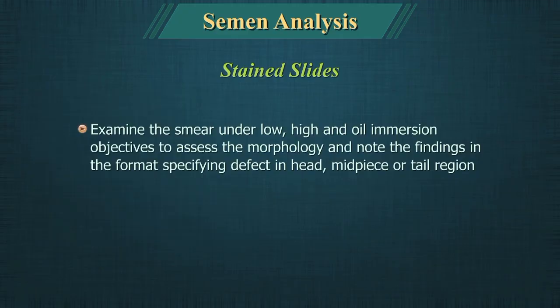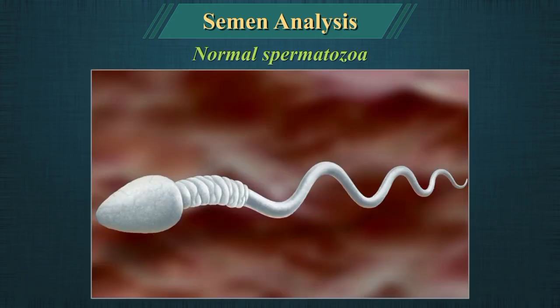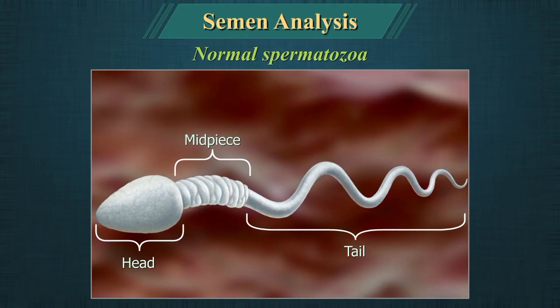Examine the smear under low power, high power, and oil immersion objectives to assess the morphology and note the findings in a format specifying defect in head, mid-piece, or tail region. A normal spermatozoa consists of a head, mid-piece, and a tail. For spermatozoa to be considered normal, all parts must be normal. All borderline forms should be considered abnormal.